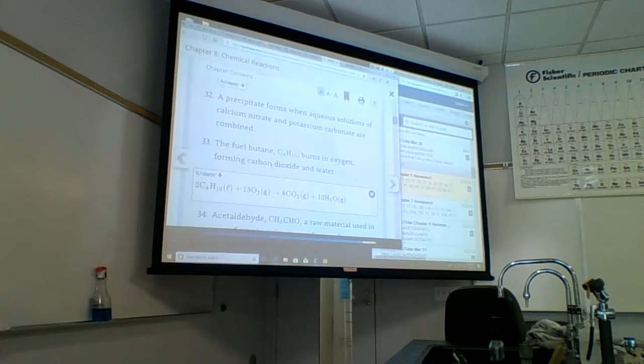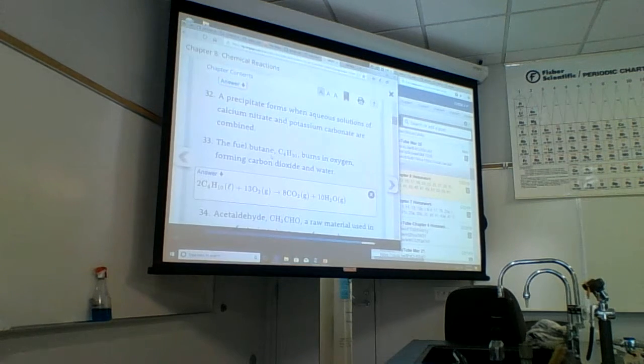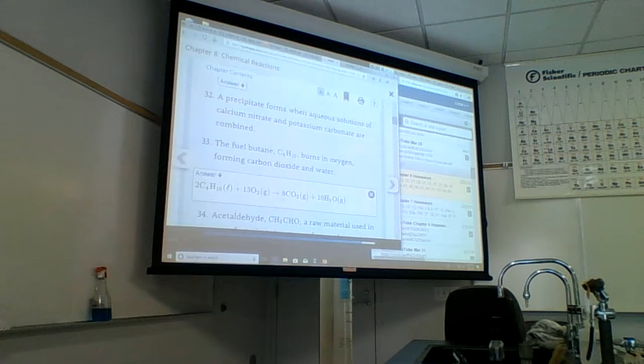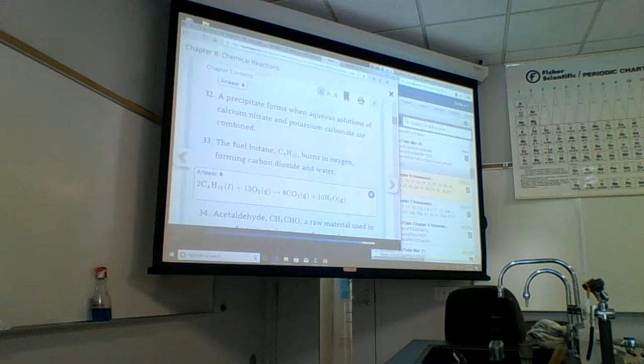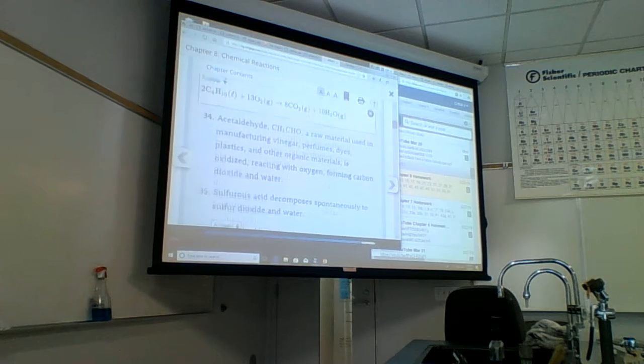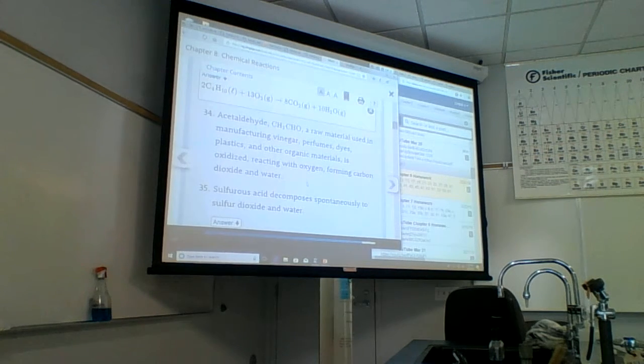But this is a combustion reaction in which you don't have to predict the product, you just have to balance it. Balancing is part of this test. So you should know how to balance this. You should be able to write the formula for carbon dioxide, water, and oxygen. But I'm not going to ask you to predict the products.